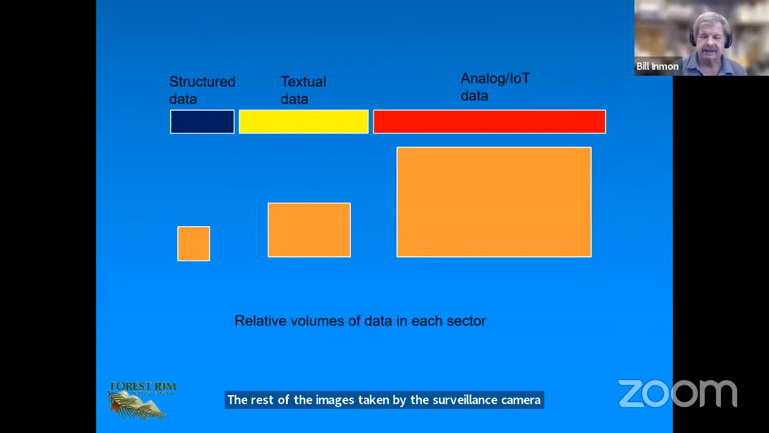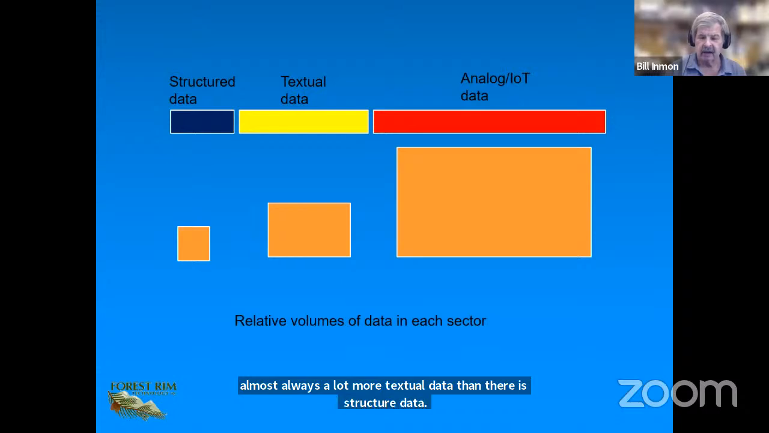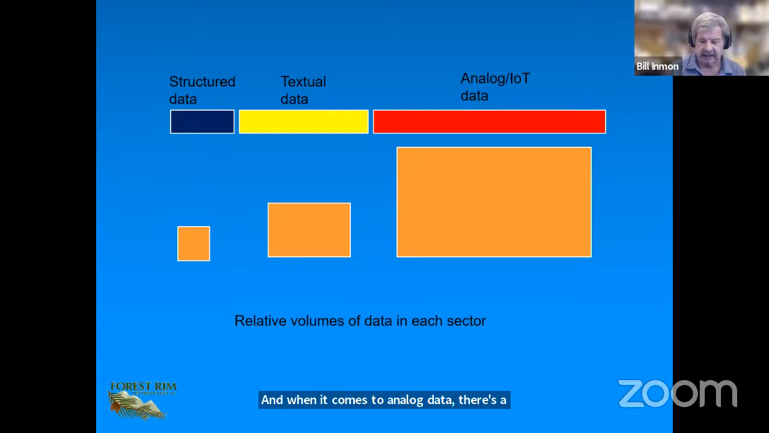Now, as a data architect, when we start to consider these three kinds of data, we need to take into consideration the relative volumes of data that you find in each sector. When we take a look at structured data, we find, relatively speaking, a little amount of data there, because there's almost always a lot more textual data than there is structured data. And when it comes to analog data, there's a lot more analog data than there is textual data. So as a data architect, you need to keep in mind that this is what you're dealing with.